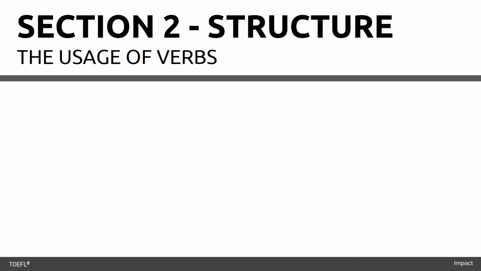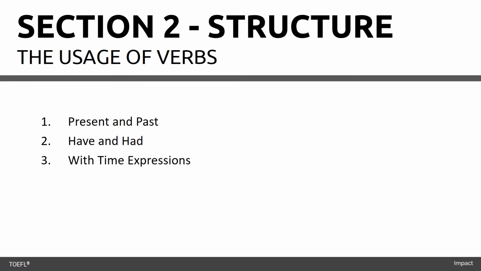We will be talking about 5 points when it comes to the usage of verbs. The first one is present and past, the second one have and had, the third one with time expressions, the fourth one will and would, and the fifth one is the passive forms. So let's get into it. Let's start with the first one.